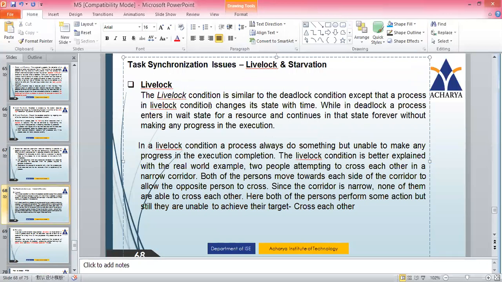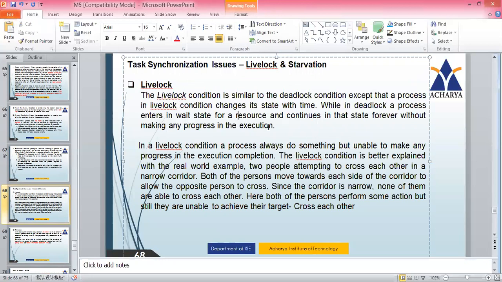So livelock condition is similar to the deadlock condition, except that a process in a livelock condition changes its state with time. It is very much similar to the deadlock condition. The only thing is, it will change its state with time. While in deadlock, a process enters a wait state for a resource and continues to be in that state forever without making any progress in the execution.